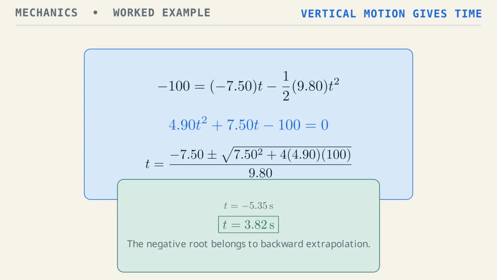Substitute y equals negative 100 meters and v0y equals negative 7.50 meters per second. Moving everything to one side gives 4.90 t squared plus 7.50 t minus 100 equals 0. The quadratic formula produces two mathematical roots. The positive root is 3.82 seconds. The negative root describes an extrapolation to a time before launch, so it is not part of the stated motion.